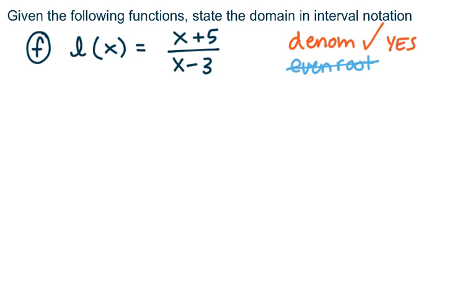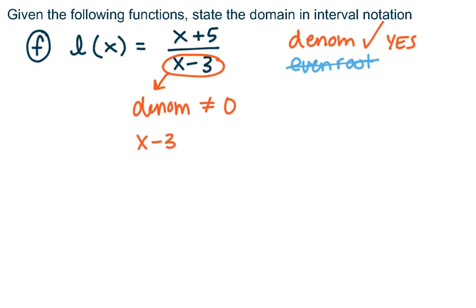So we have a denominator. I don't care what's going on in the numerator for a domain. I only care about the denominator. And what do we know about the denominator? We know that the denominator cannot equal 0. That means x minus 3 cannot equal 0, or rather x cannot equal 3.